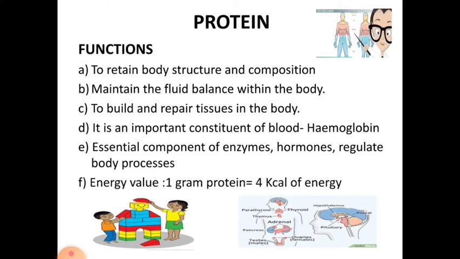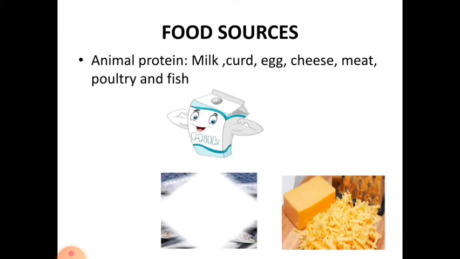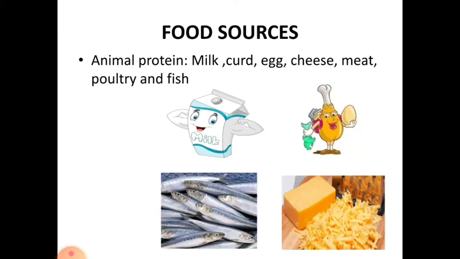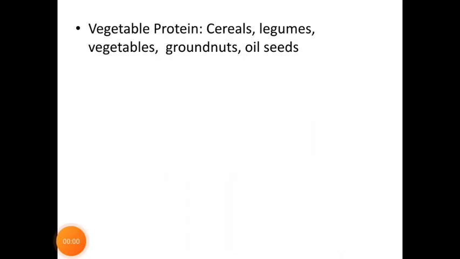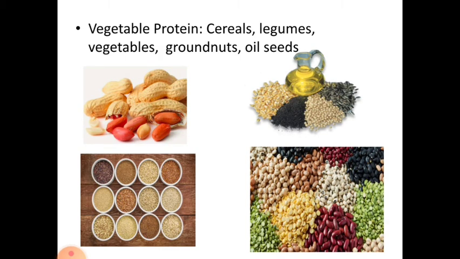The energy value of protein is 4 calories per gram. It means when 1 gram of protein is oxidized, it gives us 4 calories. Next one is the food sources of protein. Milk, curd, egg, cheese, poultry and fish are the animal sources of protein. Next is vegetable proteins, which we get from cereals, legumes, vegetables, groundnuts and oilseeds.